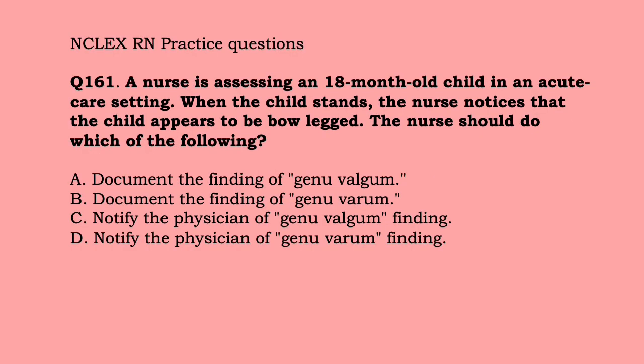NCLEX RN Practice Questions. Question 161. A nurse is assessing an 18-month-old child in an acute care setting. When the child stands, the nurse notices that the child appears to be bow-legged. The nurse should do which of the following? A. Document the finding of genu valgum. B. Document the finding of genu varum. C. Notify the physician of genu valgum finding. D. Notify the physician of genu varum finding.